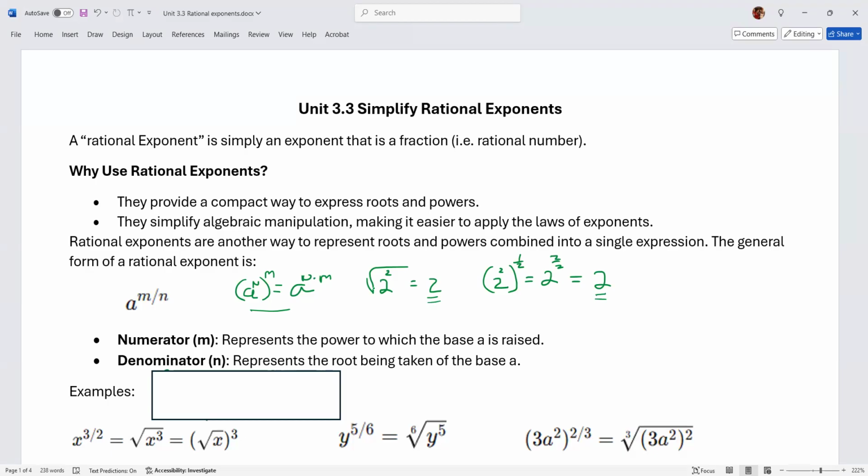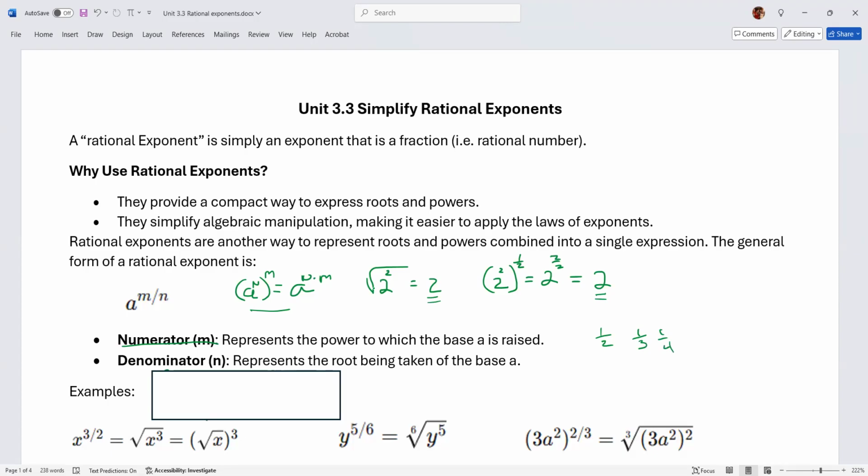And the way this works, I'll explain it right down here. So the numerator represents the power to which the base is raised. And we'll get to that in a minute. The denominator represents the root being taken of the base. So 1/2 as an exponent is a square root. 1/3 would be a cube root. 1/4 would be a fourth root, and so forth.